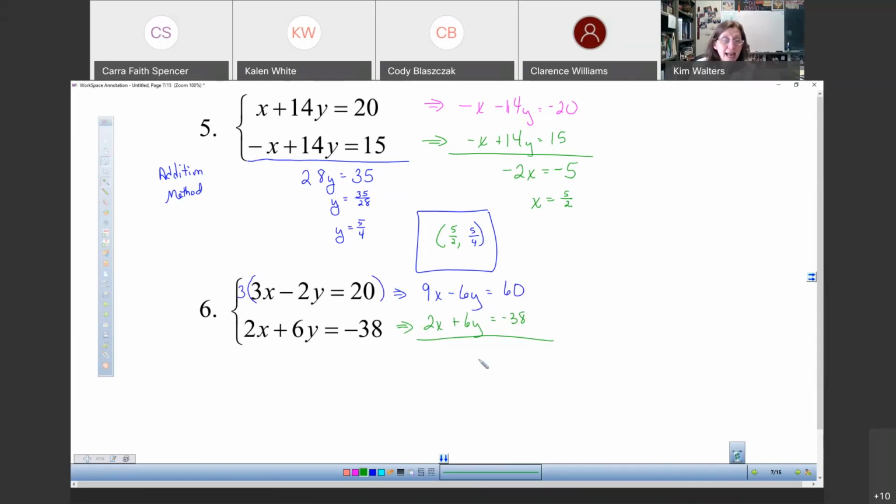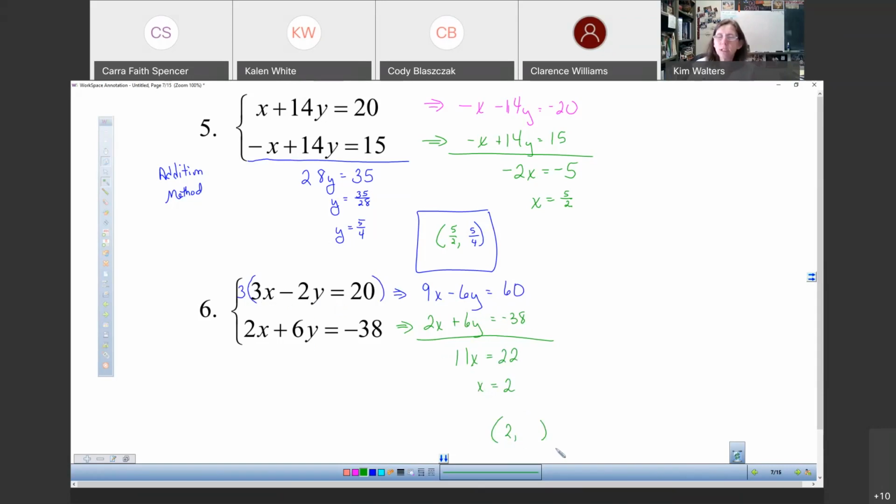So now I'm going to add these two equations together. I get rid of my y's. I get 11x is equal to, looks like 22. Oh, that's so nice. I get x is equal to positive 2. Okay? So my solution is going to be the ordered pair 2 comma something. So now, a little bit harder than the first couple of problems.